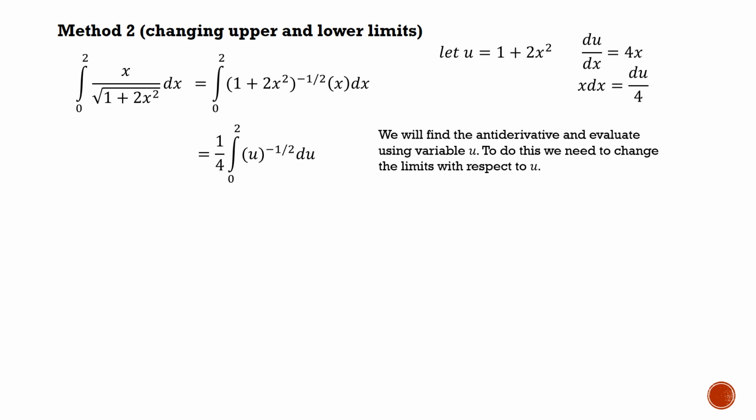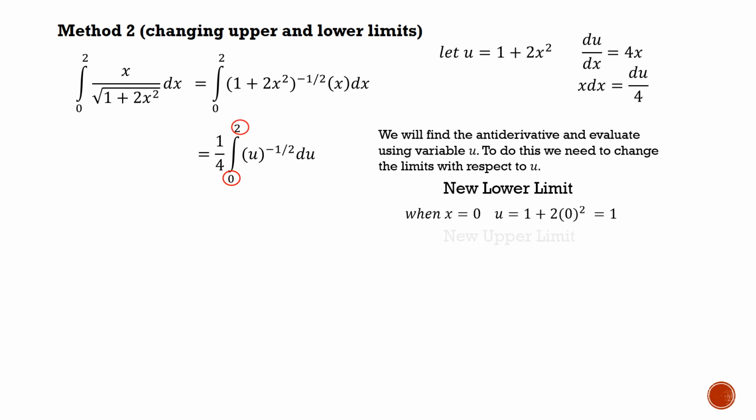Alright, let's continue. We will find the antiderivative and evaluate using the variable u. To do this, we need to change the limits with respect to u. So remember that the lower limit 0 and the upper limit 2 was with respect to x. Now we're going to have to change that. So 0 now becomes a brand new lower limit, because now we're working with variable u. So all we have to do is simply evaluate u. So since x is 0, u is 1 plus 2 times 0 squared, which is 1. So my new lower limit would be 1 with respect to u.